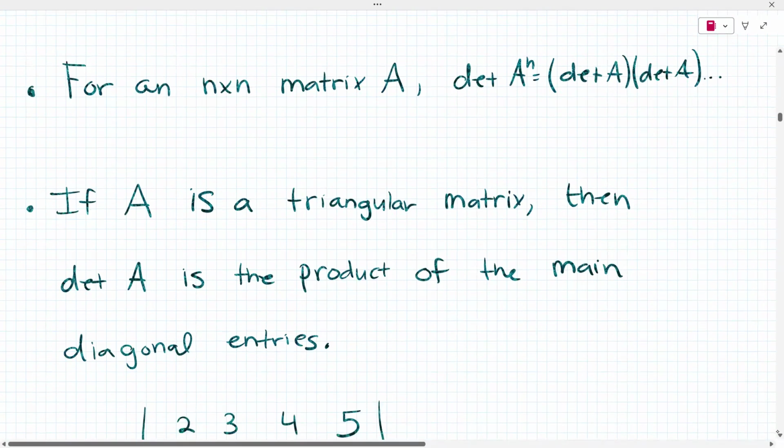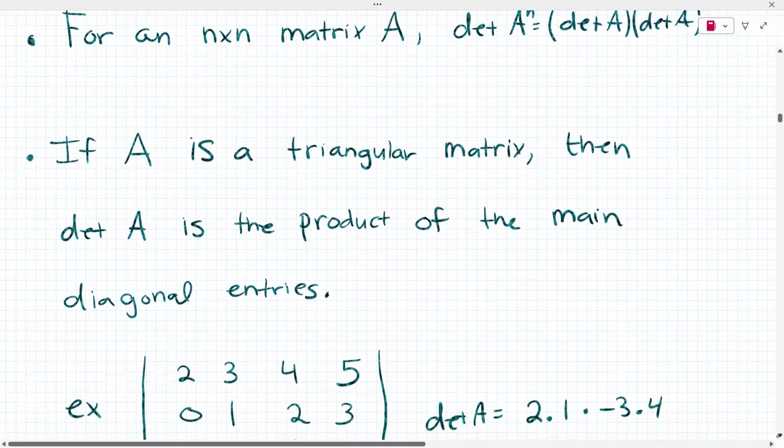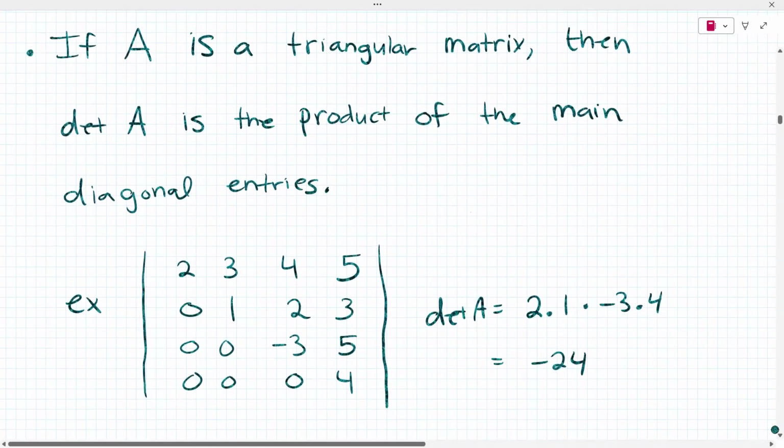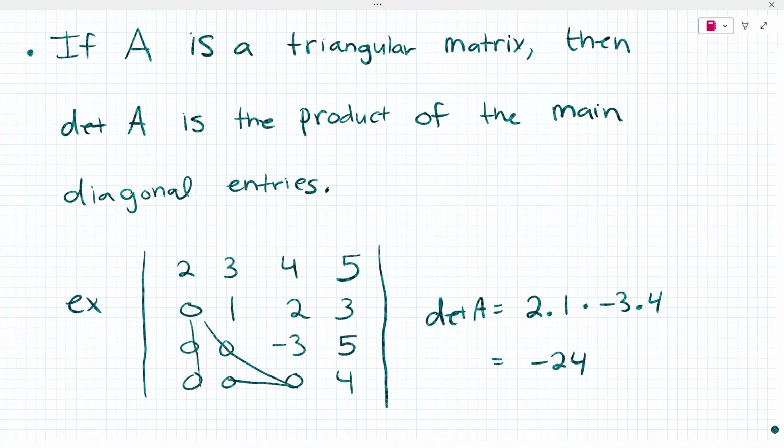Oh, this is also important. If A is a triangular matrix, then the determinant of A is the product of the main diagonal. So what do I mean by a triangular matrix? It's basically where all of these are zeros, right? That's how you have it. If these are all zeros, the determinant is just the multiplication of these diagonals. So you multiply 2, 1, -3, and 4. That's so much easier. So that's what we might have to do for the next example. So the determinant of this matrix is -24.